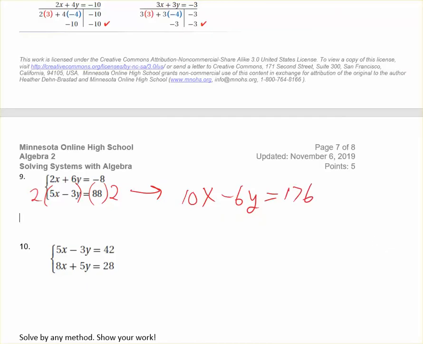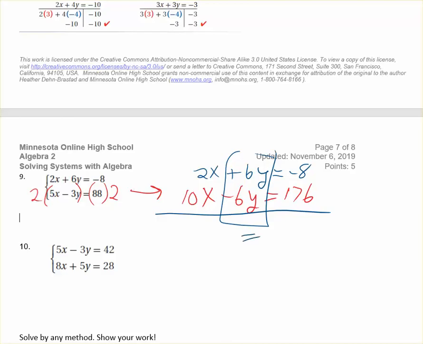Now I can rewrite the second equation. I'm just going to put it above it. Didn't change anything with that one. Now if I add them together, look what we have here. Plus 6y minus 6y. The y term will eliminate, and you'll just be adding 2x plus 10x, and it'll be equal to whatever negative 8 plus 176 is. So you'll be able to find the value of x quite quickly.